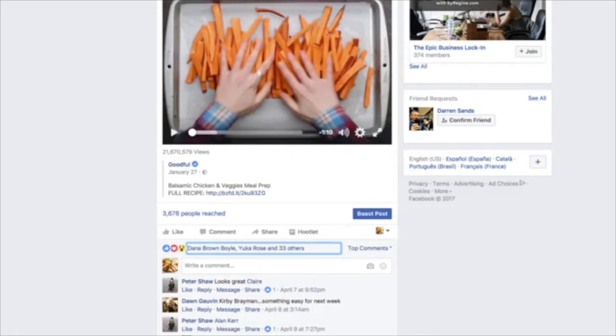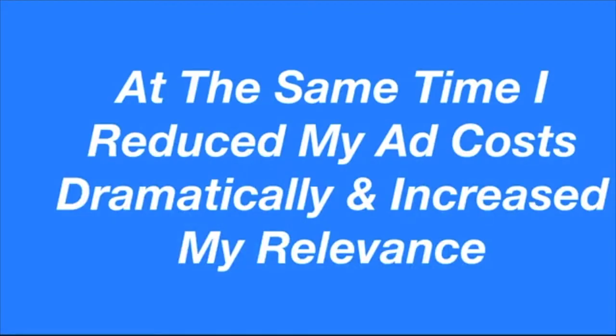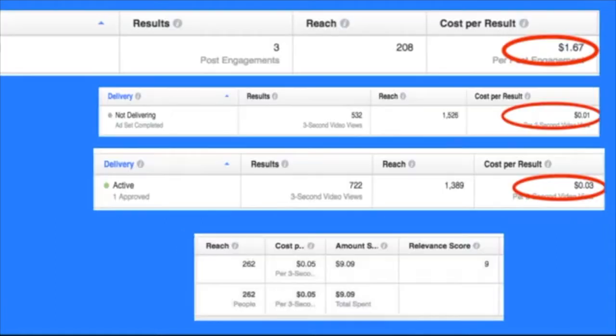Right, so let's get back to this. What we got left? At the same time that I grew the organic traffic, I said I reduced the ad cost dramatically and also increased the relevance. Using similar stuff. It's slightly different. You have to use slightly different tactics, but it works. I say, oh, here it is.